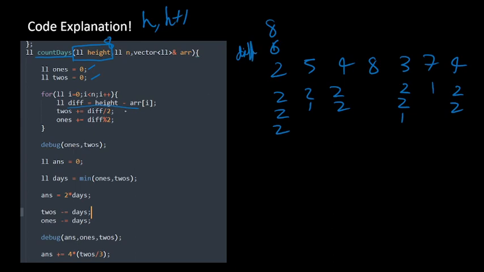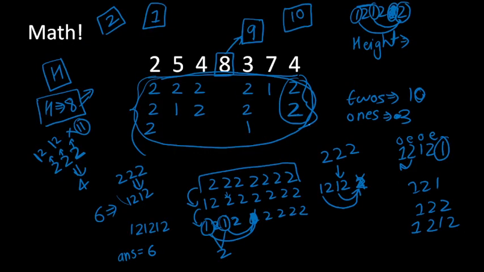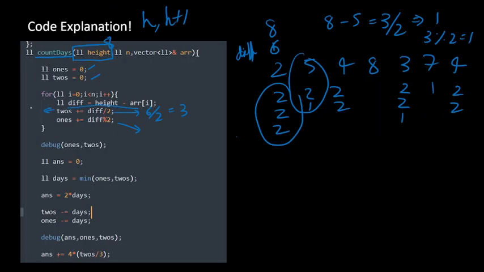If 6 is my difference, then the number of twos would be 6 by 2, that is 3. As you can see, I have 3 twos over here, and ones would be mod 2. Suppose it's 5. What is the difference? 8 minus 5, it's 3. How many twos will this 3 have? 3 by 2, that's 1. How many ones will this 3 have? 3 mod 2 equals 1. So that's all I'm doing. In the end, my twos would be 1, my ones would be 3. So this would be 10 and this would be 3.